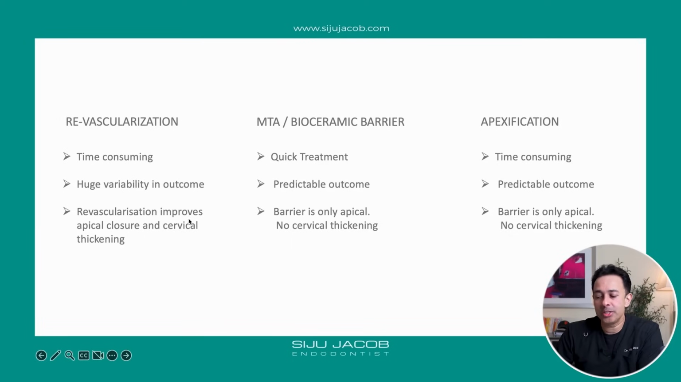And revascularization improves apical closure and sometimes cervical thickening as well. So what you're hoping for is some sort of a tissue inside which does everything that the pulp does. So you are kind of expecting that the tooth will thicken. The dentin deposition will happen the same way that it happens for a tooth where you have an intact pulp inside, like any other teeth.